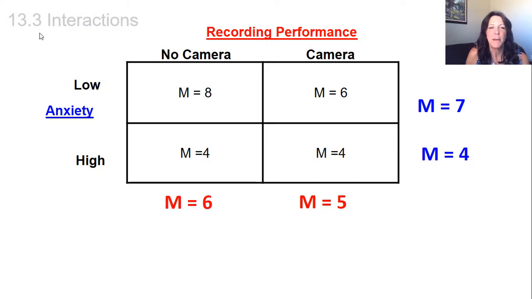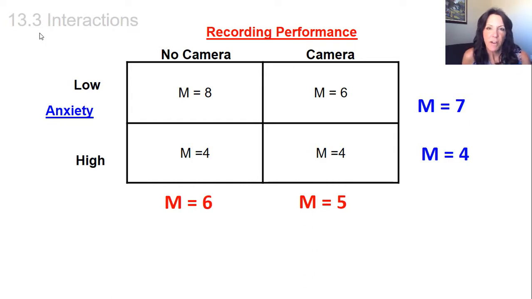So here's an example of our old study of factor A, anxiety, and factor B, recording performance. We've got some different means in here, so let's take a look. So do we have a main effect for factor A? Well, it looks like we do. We have a mean of 7 for low anxiety and a mean of 4 for high anxiety. So it looks like high anxiety reduces your performance in a job interview.